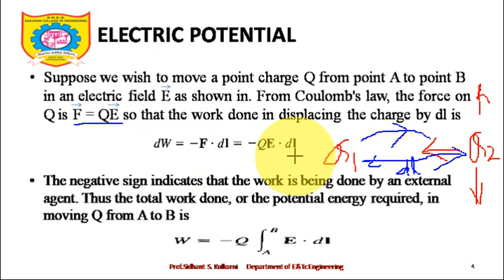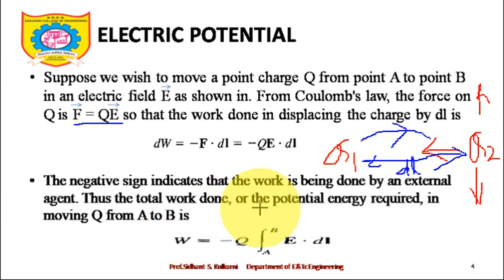Now try to understand this thing. Why is the minus sign coming? The negative sign indicates that the work is being done by an external agent. That means we are forcing q1 towards q2 by applying some external force, forcing q1 to go close to q2 against the electric field intensity of q2. That's why, when the work done is against the field, we take it as negative. You already know that.